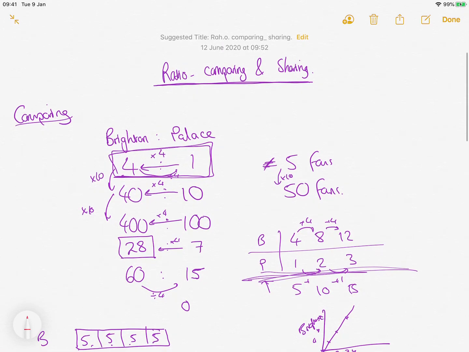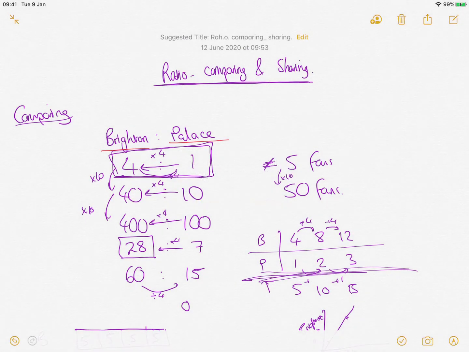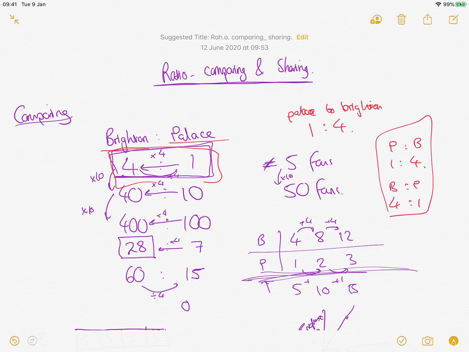The other thing I wanted to mention is it matters what order you put them in. So notice that I can't say Brighton to Palace is 1 to 4 because that would be the wrong ratio. I've got to get the order right. So if a question asks what's the ratio of Palace to Brighton, then you just switch it round and it'd be 1 to 4. And if they haven't given it to you, I like to put an abbreviation or a shortening of it so you can see what it is, or B to P, be 4 to 1, so you can just switch them around.